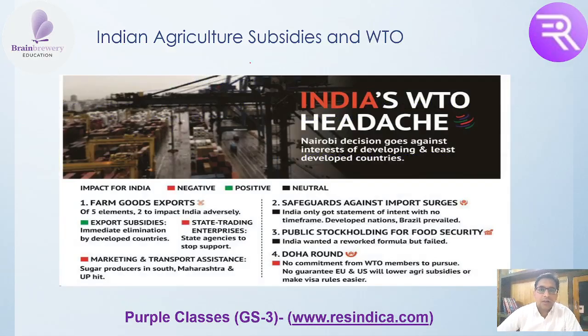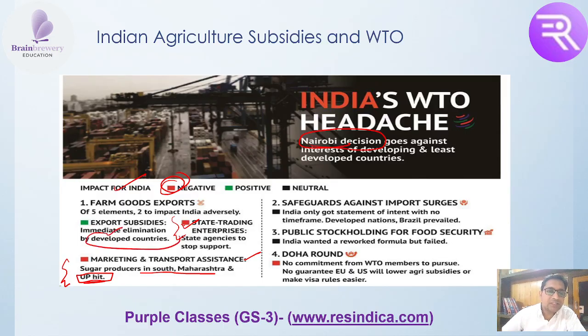Okay, so if we go by the headlines, like the Nairobi decision, what is the negative impact for India? Marketing and transport assistance: sugar in Maharashtra and UP was hit because you cannot provide marketing and transport assistance. Okay, right? Then state trading and state agencies have to stop the support. All these supports have been stopped. But some good also happened because of Nairobi, because of the immediate elimination of export subsidy. So developed countries cannot provide export subsidies now, right?